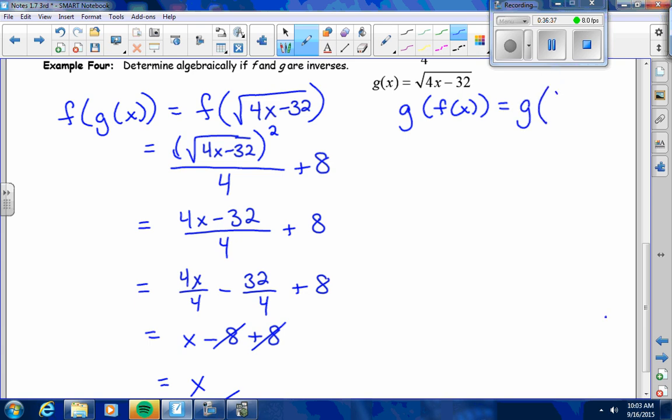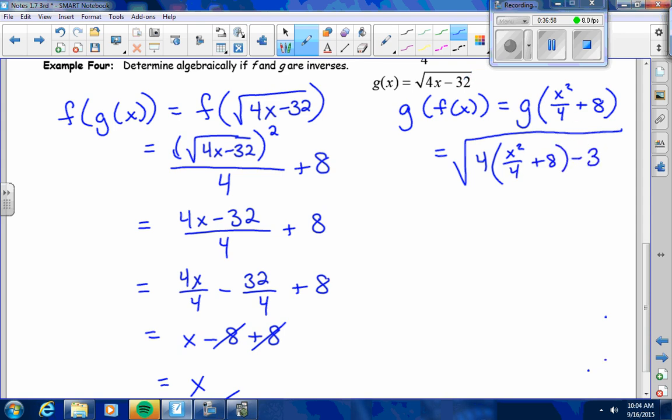So it's g of x squared over 4 plus 8. Go to the g function, which is the square root of 4 times, instead of x, we plug in the f function, x squared over 4 plus 8. Finish off the g function, which said minus 32. All right, 4 times x squared over 4 plus 8. I need to distribute that throughout the parentheses.